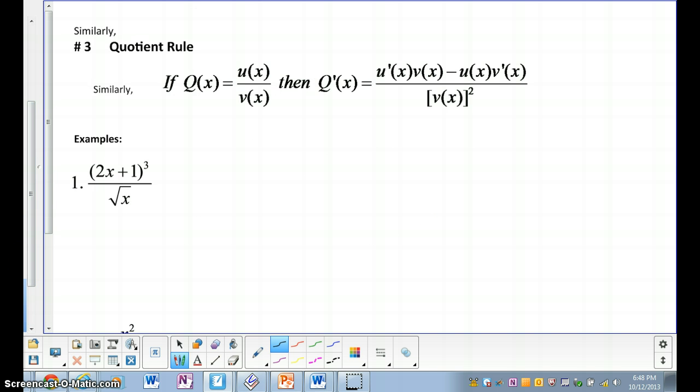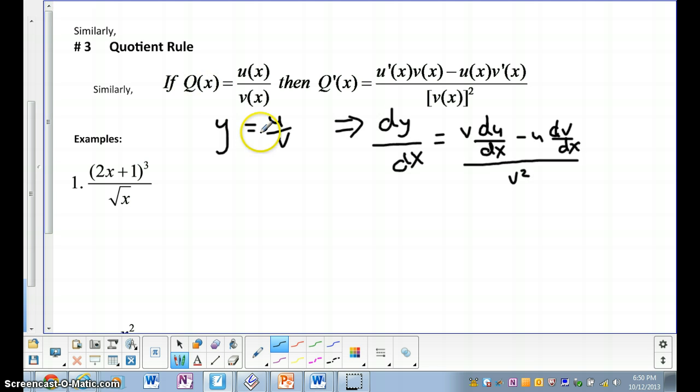Alright, now let's do the quotient rule. A quotient rule is just like it sounds. It's when you have the quotient equal to u of x divided by our v of x. Then the derivative of our q would be equal to u prime times v minus u of x times v prime, all over v squared.